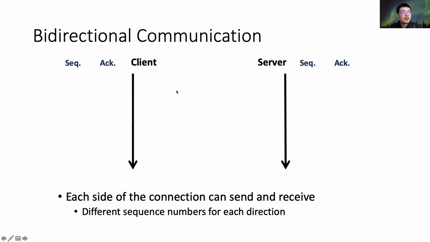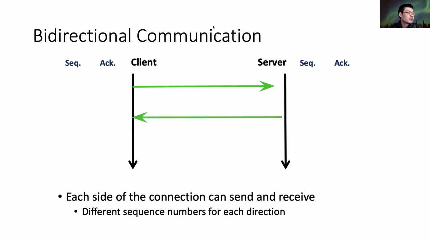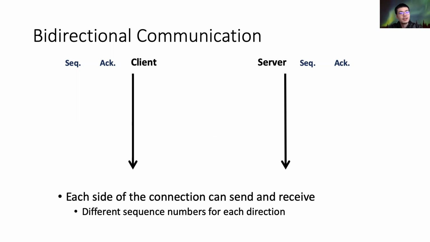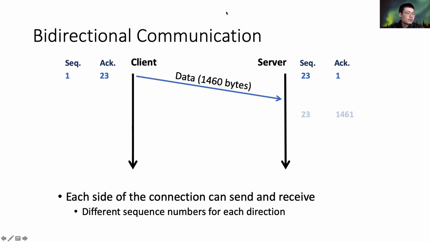You have two streams, for example, one from client to server, another from server to client, because they can have different sequence numbers. This stream has one beginning sequence number, and this has another. Let's take a look at how this process will look. Let's assume that the sequence number is 1, and the acknowledgement number is 23, which means acknowledgement is on this side. So basically, we are saying that the client chooses 1 as an initial.